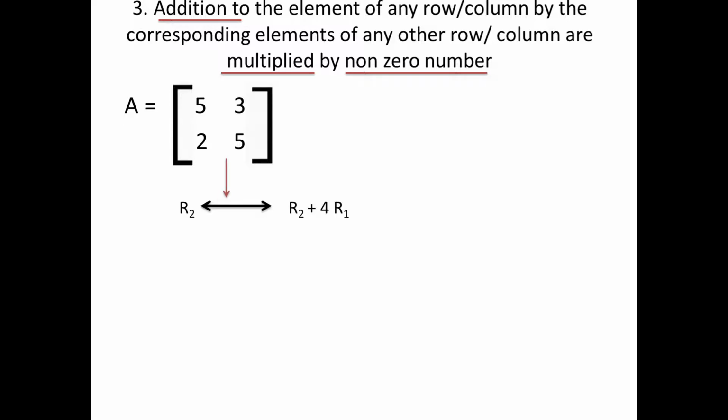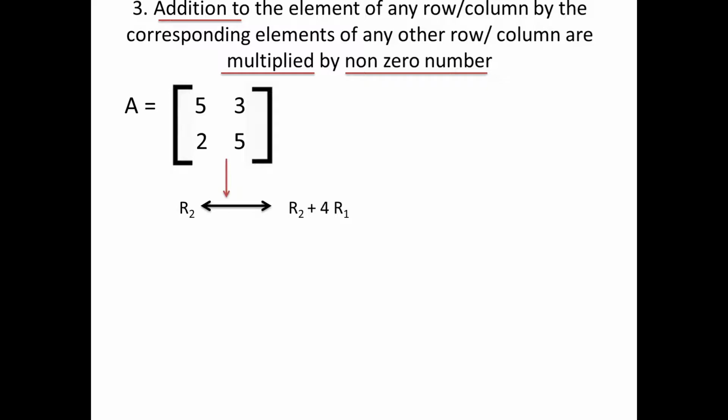Now see here, we can go for row transformation and we can also go for column transformation. So here, if I go for row transformation, I transform the second row. You can see here that the second row is transformed into R2, that is the second row, plus 4R1, meaning 4 multiplied by the elements of R1, that is row 1. So here we have addition, multiplication and non-zero. Right? Addition means the elements of two rows are added. Multiplication means the elements of one row are multiplied with a non-zero number, that is 4. Okay, so this is what the property states.